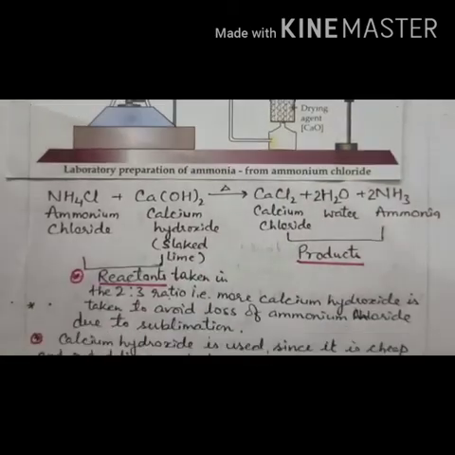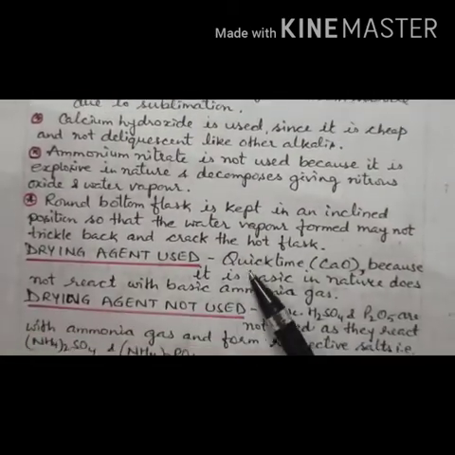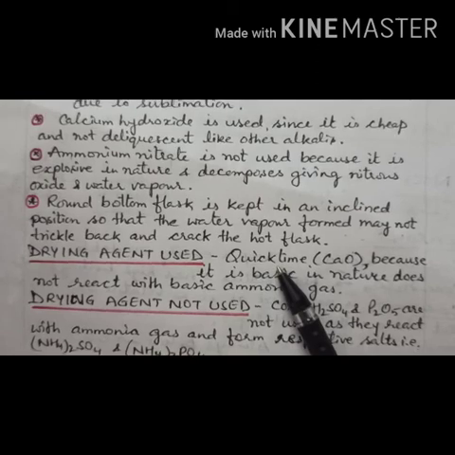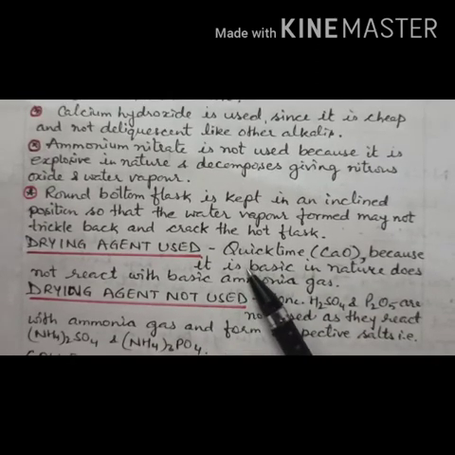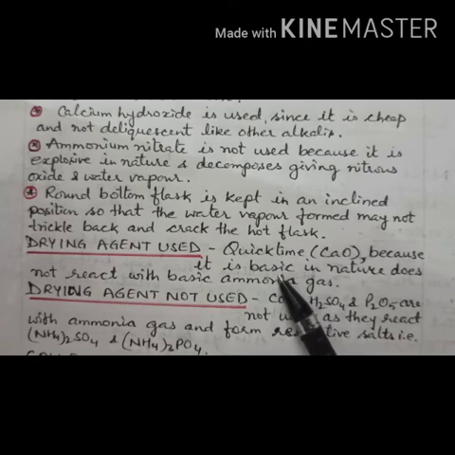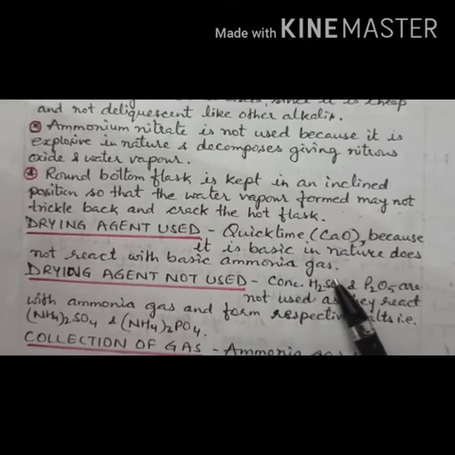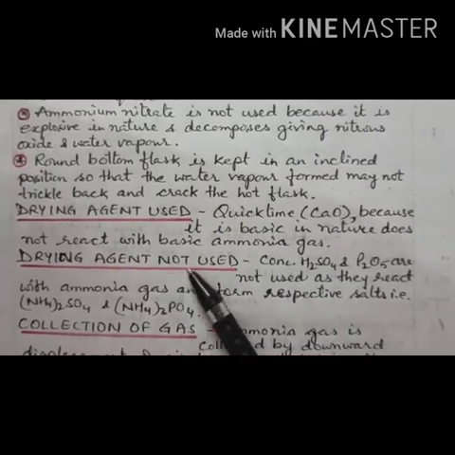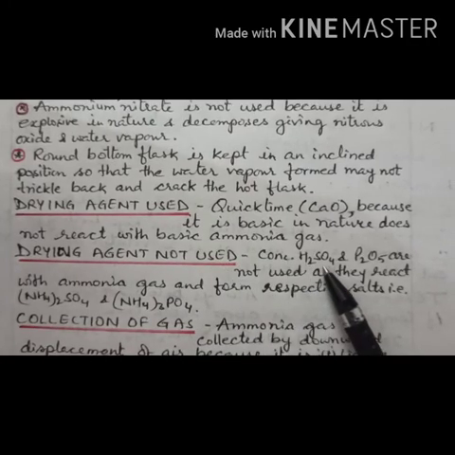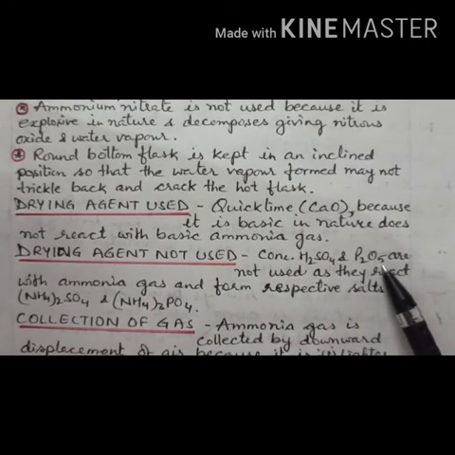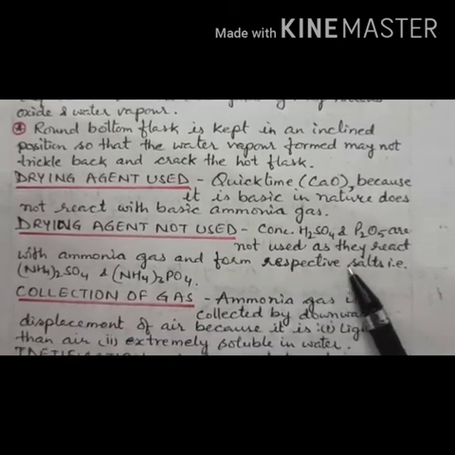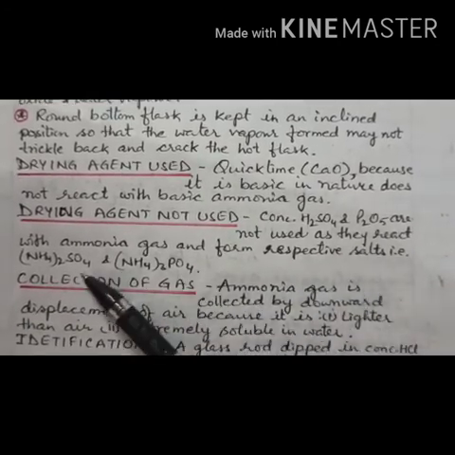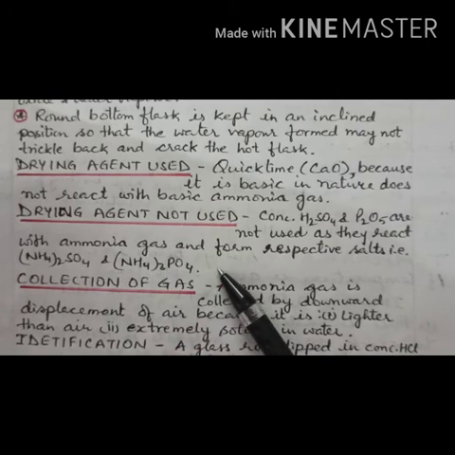Right? Now next is the drying agent used. Which drying agent do we use? Quicklime, because quicklime is basic in nature, so it does not react with basic ammonia gas. Next, which drying agents are not used? Concentrated sulfuric acid and phosphorus pentaoxide are not used, as they react with ammonia gas and form respective salts like ammonium sulfate and ammonium phosphate.